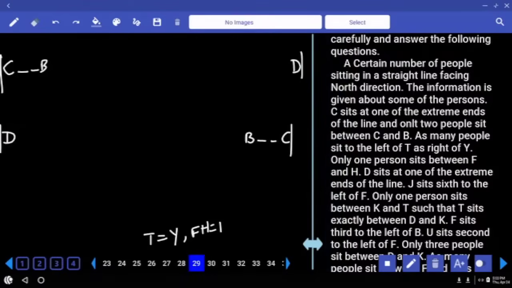And J sits 6 to the left of F. Now J is 6 to the left of F. 1, 2, 3, 4, 5. F is... J is 6 to the left of F.